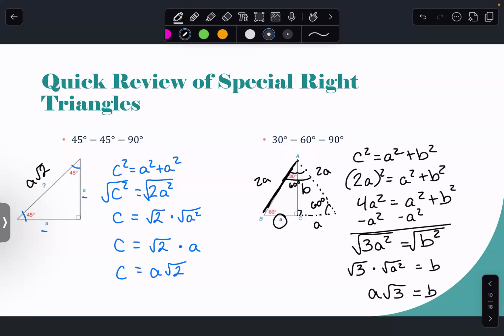So what did I just figure out? I just found out that on a 30, 60, 90 right triangle, my two sides I can label a and b, and the relationship of the hypotenuse to one of those sides will be 2 times a.